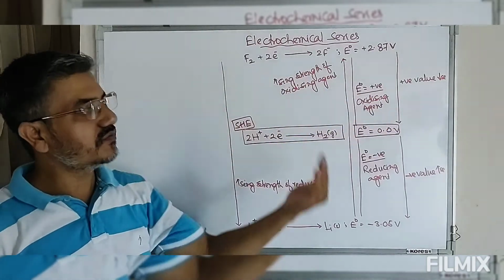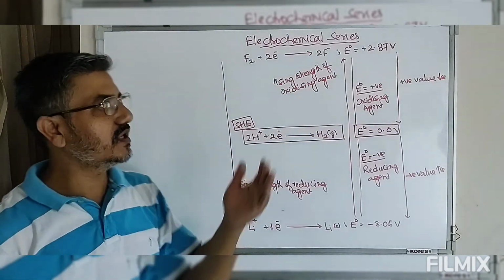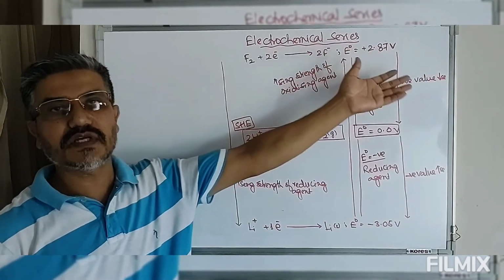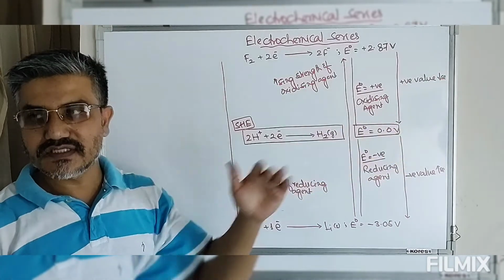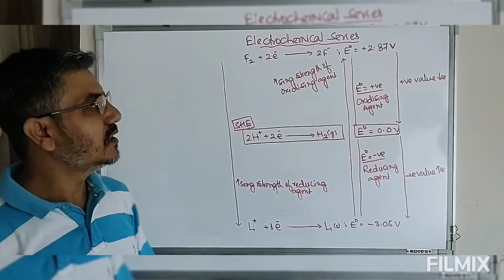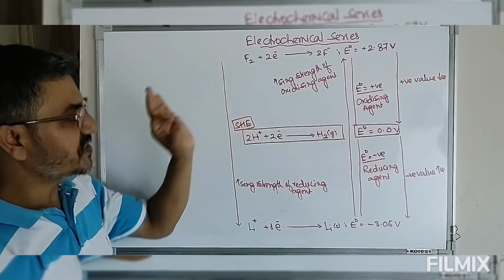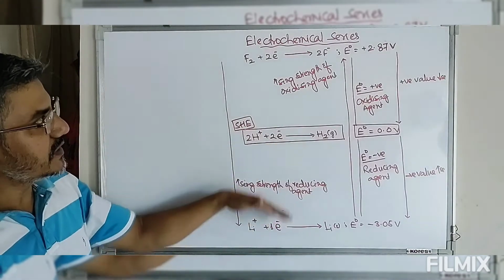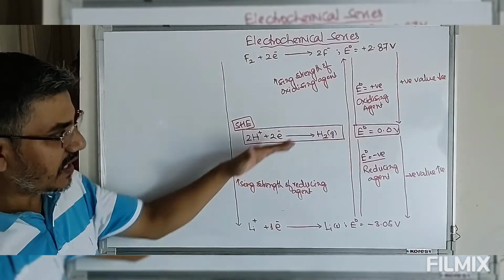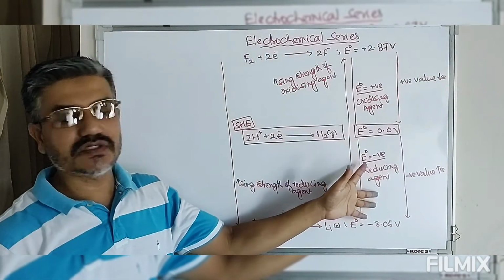The larger the positive value of the reduction potential, the stronger will be the oxidizing agent character of the species. Now those electrodes which are below hydrogen in the electrochemical series have negative values of reduction potential.